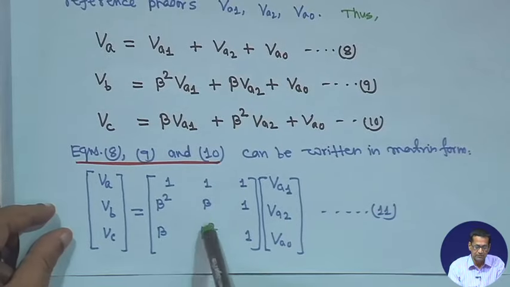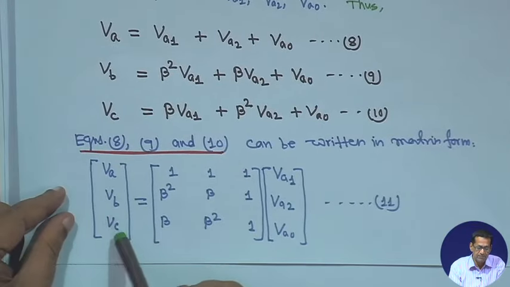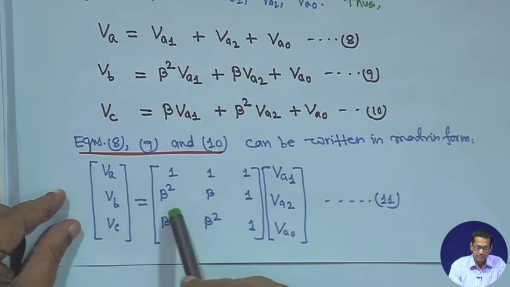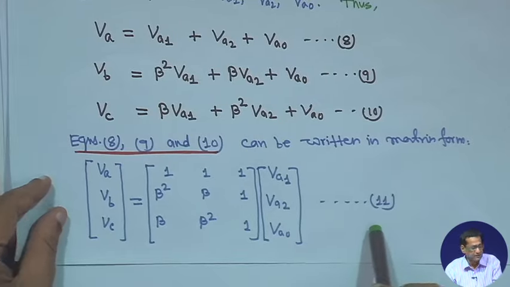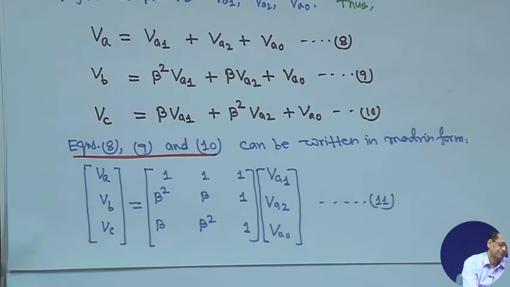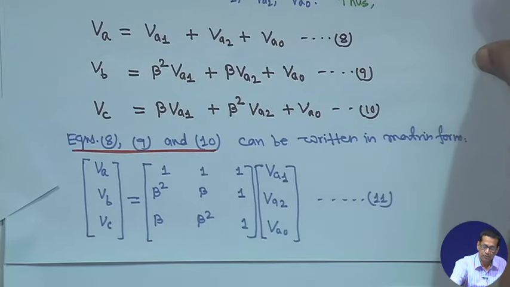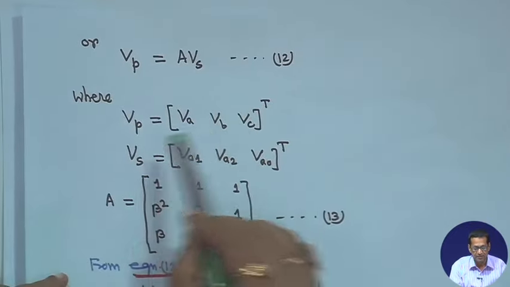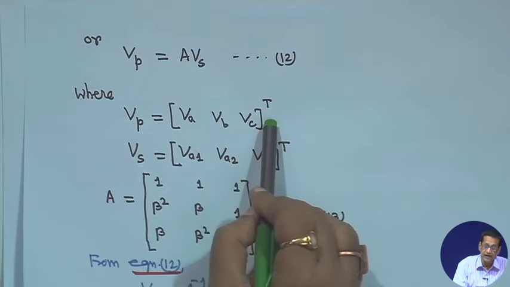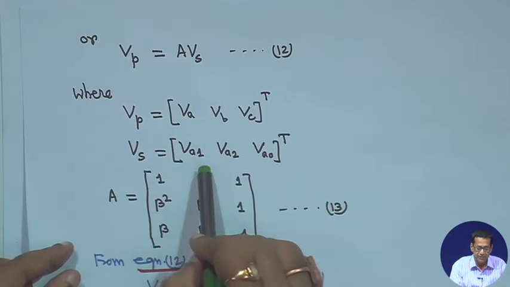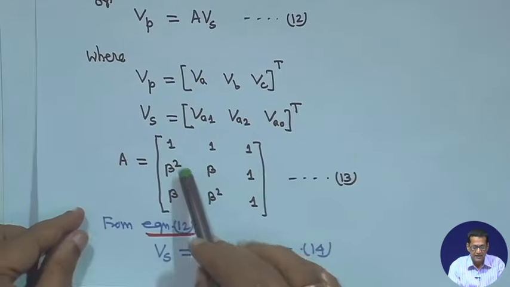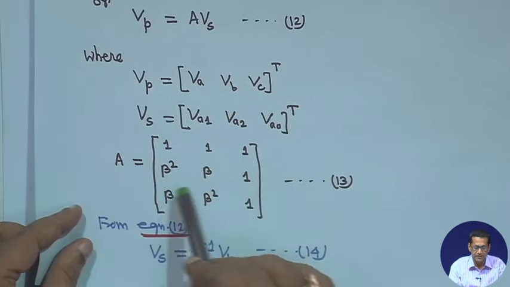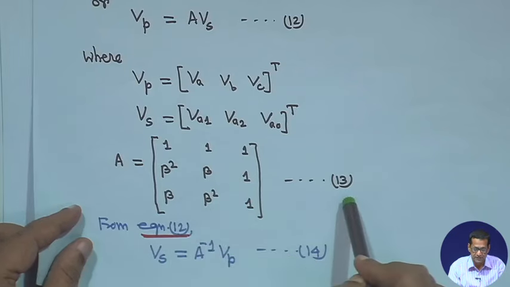Now, these equations you put in matrix form. So it will be Va, Vb, Vc equal to the matrix 1, 1, 1; beta square, beta, 1; beta, beta square, 1 times Va1, Va2, Va0. These three equations you put in matrix form. Next, this equation we can write as Vp is equal to A Vs, where Vp is Va, Vb, Vc transpose, Vs is Va1, Va2, Va0 transpose, and A is the matrix 1, 1, 1; beta square, beta, 1; beta, beta square, 1. This is equation 13.